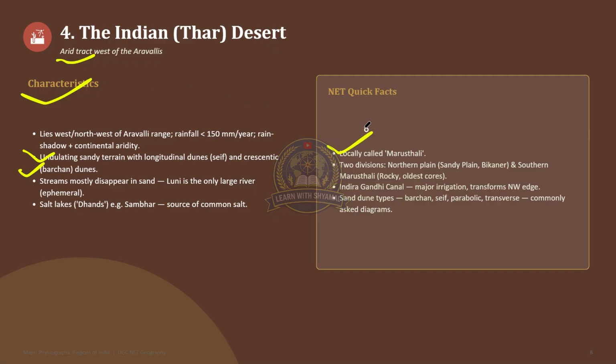Locally called Marusthali. Two divisions: northern plains, sandy plain and Bikaner, and southern Marusthali, rocky and the oldest core. Indira Gandhi Canal, major irrigation and transport, northwest edge. Sand dune types: Barchan, seif, parabolic, transverse, commonly asked diagrams in the NET examination.